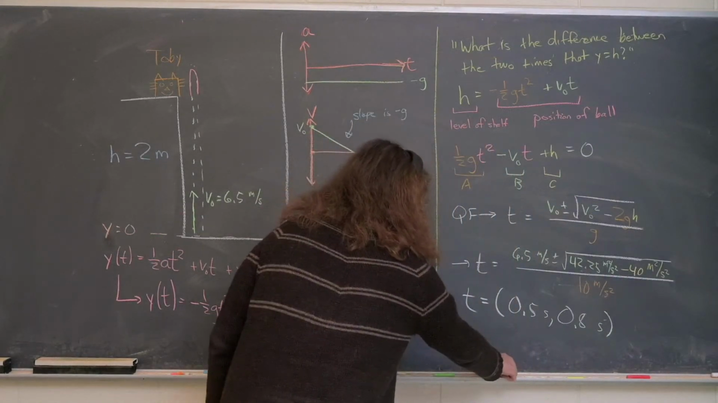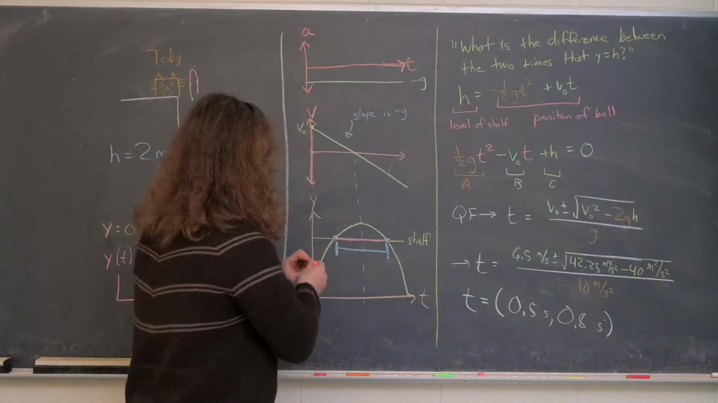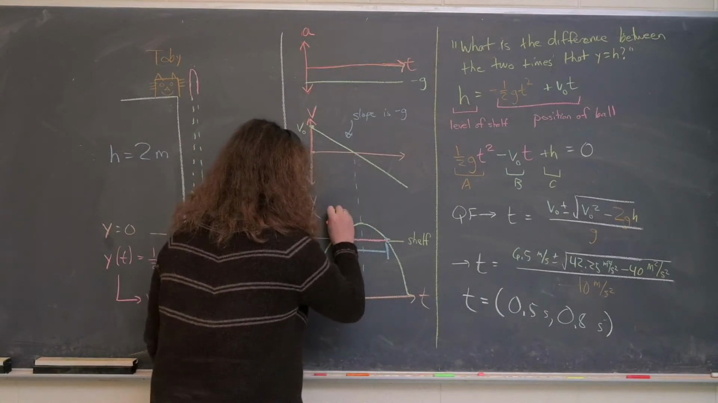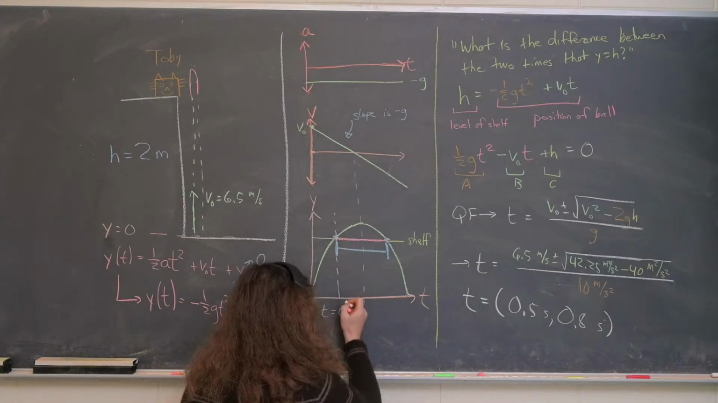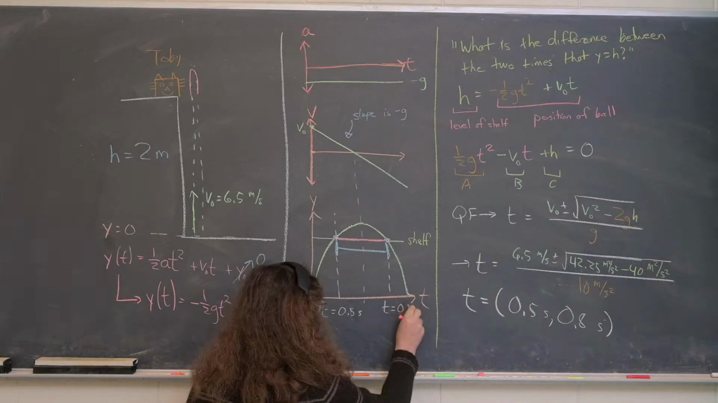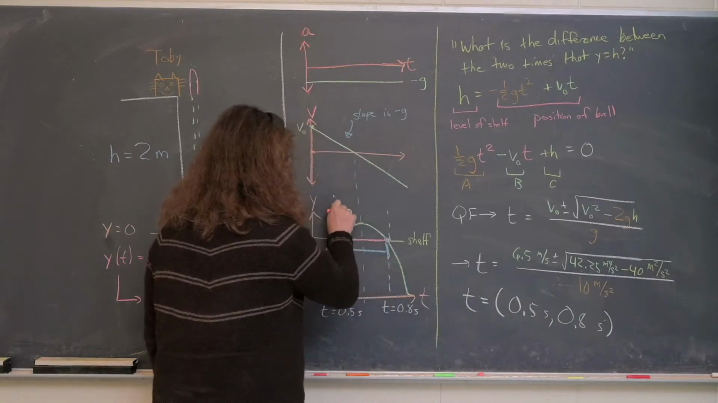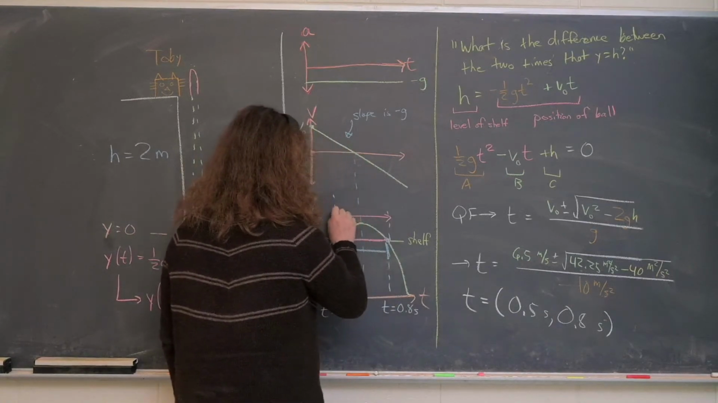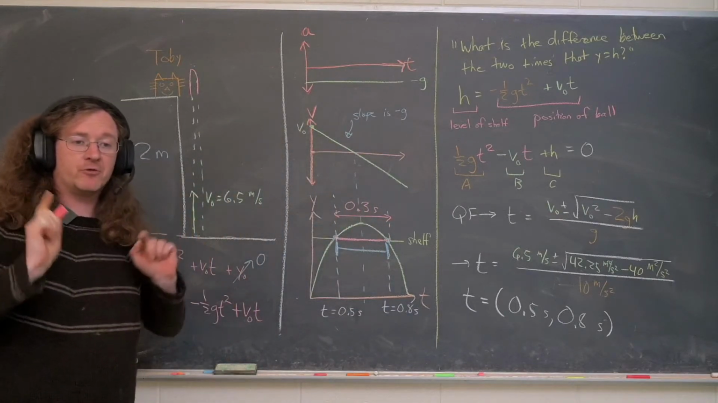All right? But what we wanted was the distance between them. So this value right here, draw a little dotted line, is t equals 0.5 seconds. This one is t equals 0.8 seconds. And the distance between them, the thing that the problem asked us to find, the whole point of this, how long Toby has to grab her favorite toy out of the air, is 0.3 seconds. That was what we came here to find.